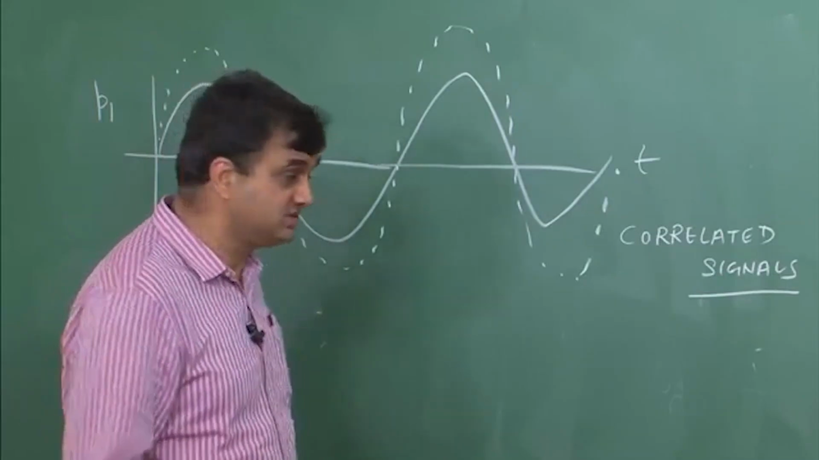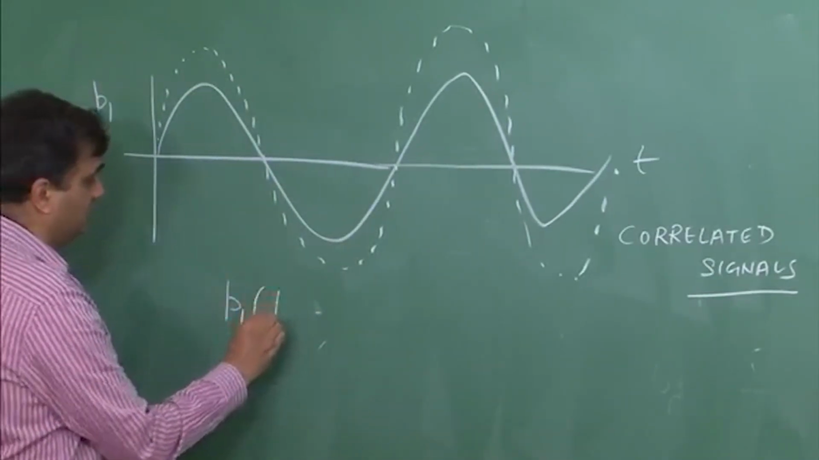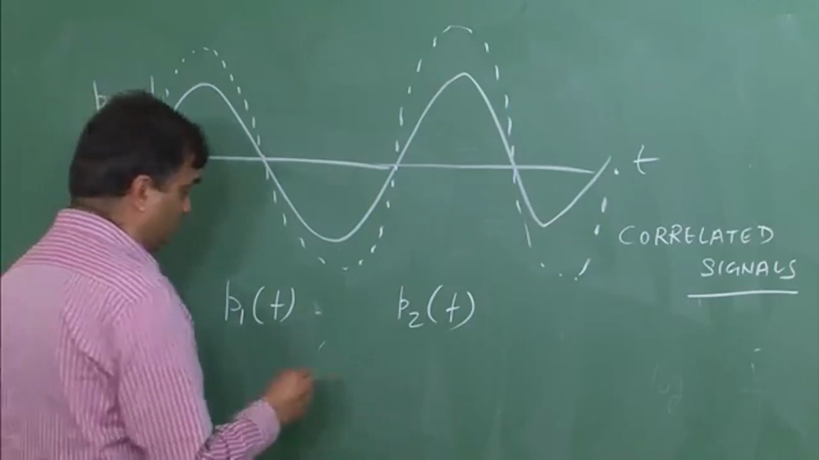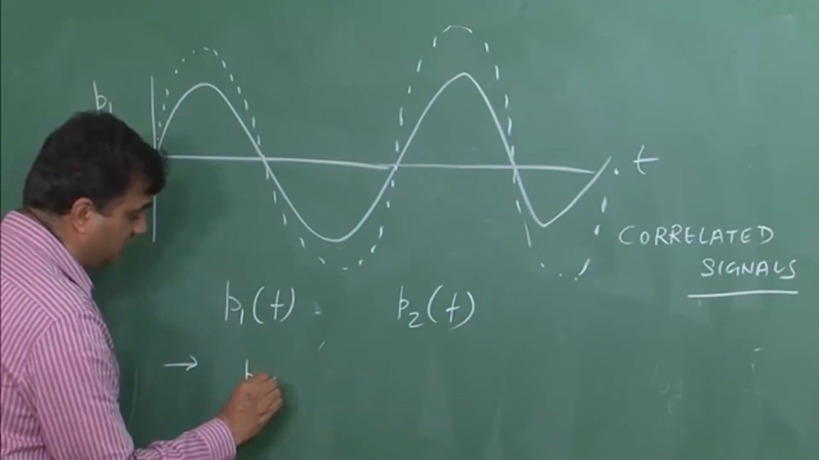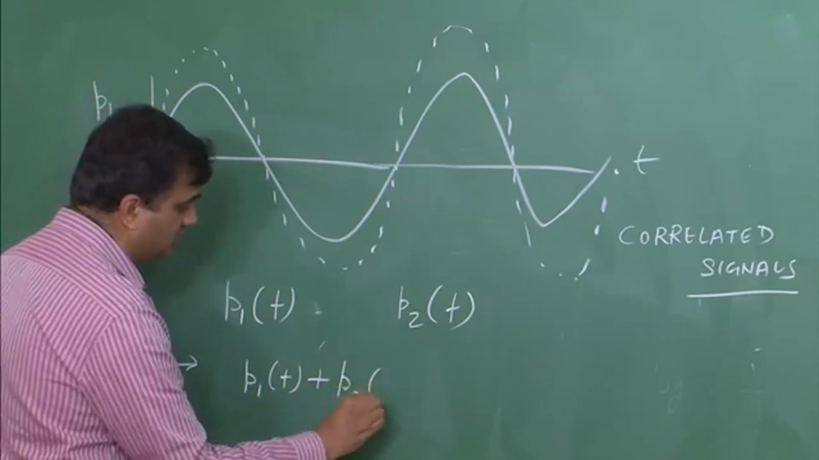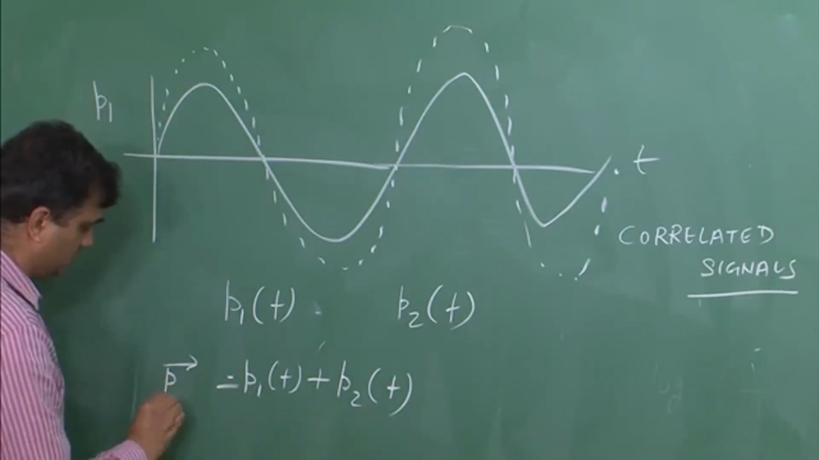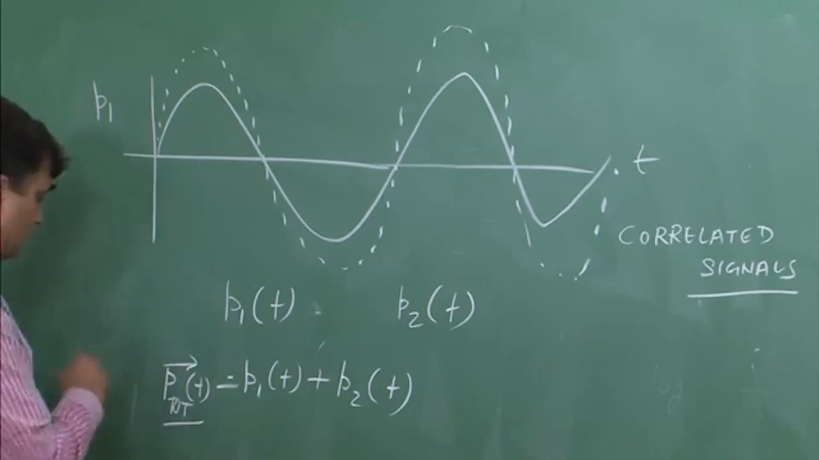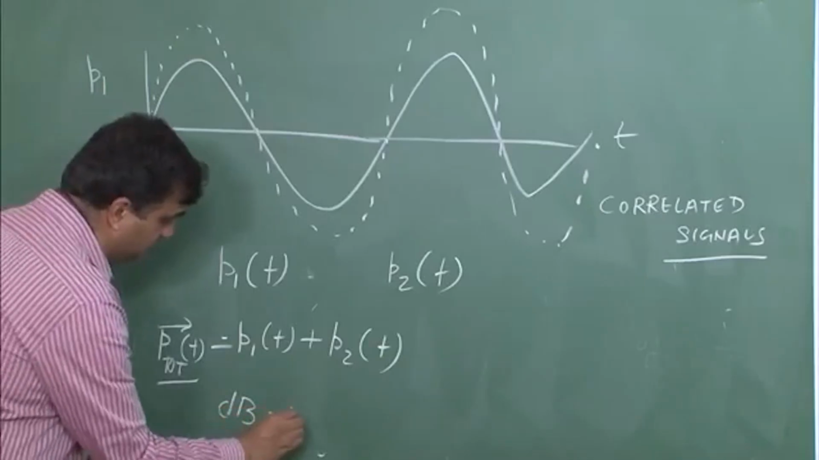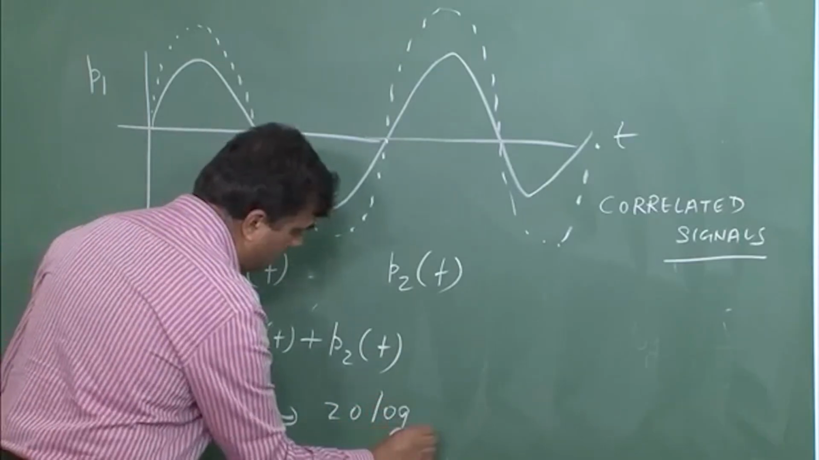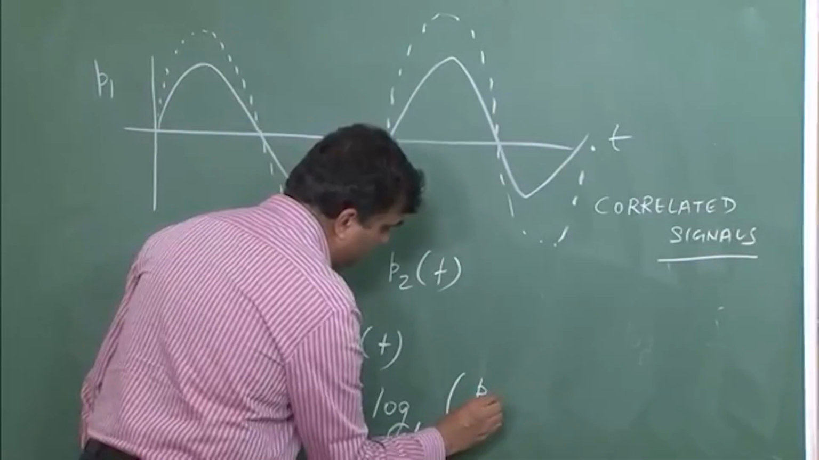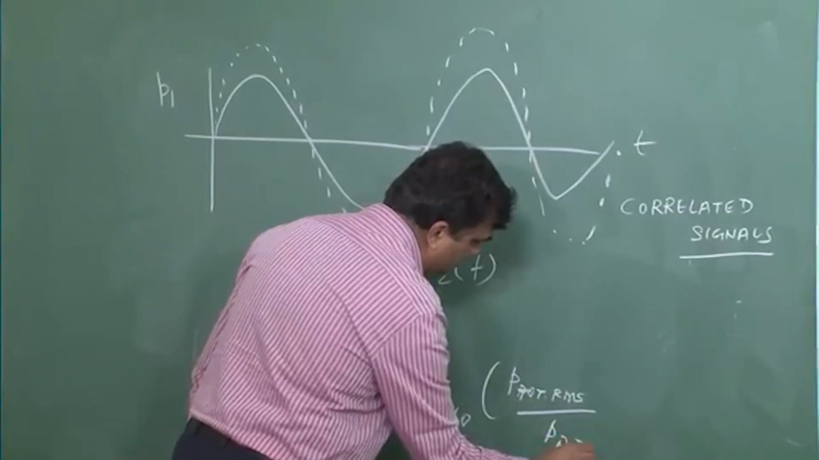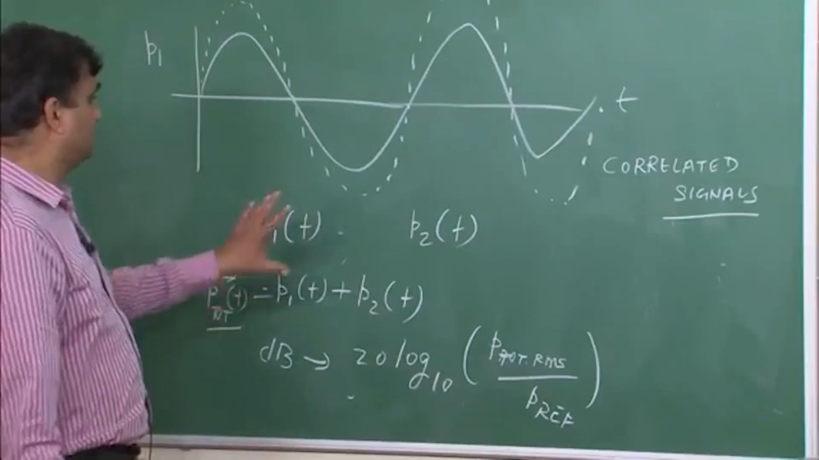If there are two correlated signals, and if the pressure due to one is P1(t) and the pressure due to the other one is P2(t), then the overall pressure I can calculate by adding up individual pressures, P1(t) plus P2(t), that is my total pressure, and then I can take the RMS value of this signal, P total, and calculate decibels using the formula 20 log 10 of P total RMS divided by P ref. Okay. So this is for correlated signals.